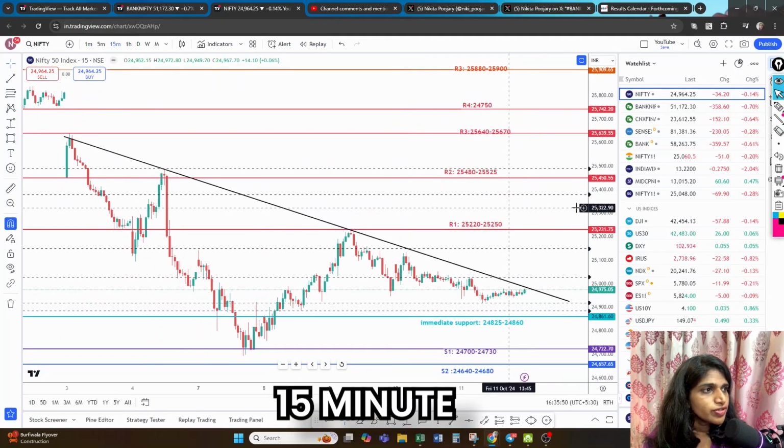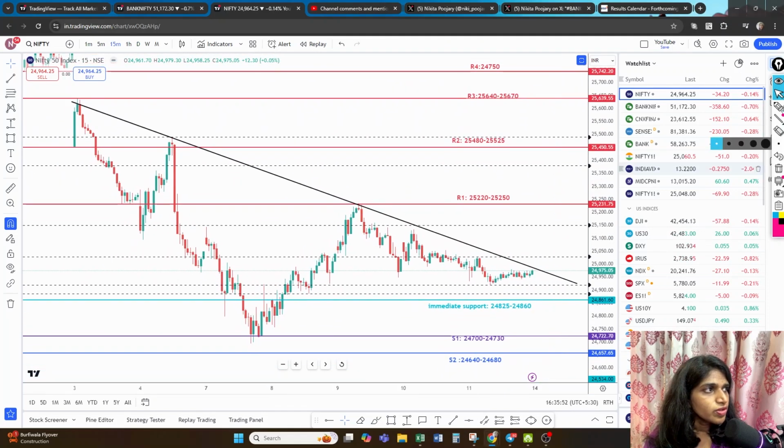decisively. Coming to the 15-minute time frame, in case of Nifty, what I can clearly see is that there is a particular trend line which the market has been respecting very clearly. This trend line got rejected again, the third time it got rejected, and today also it kept on hovering here.